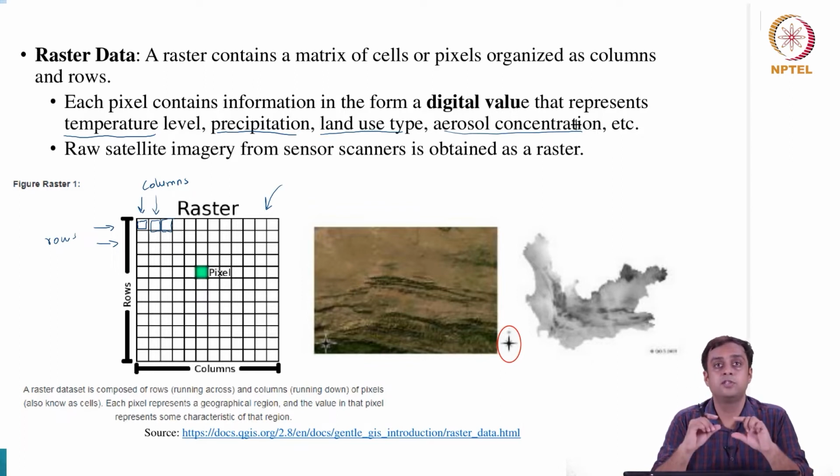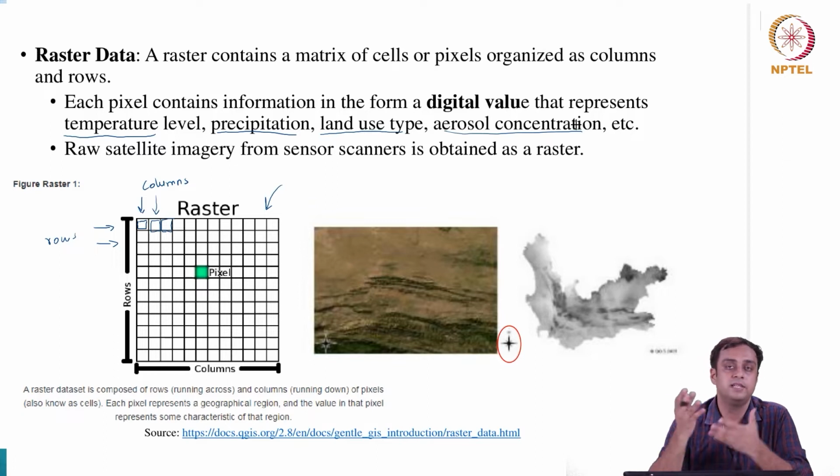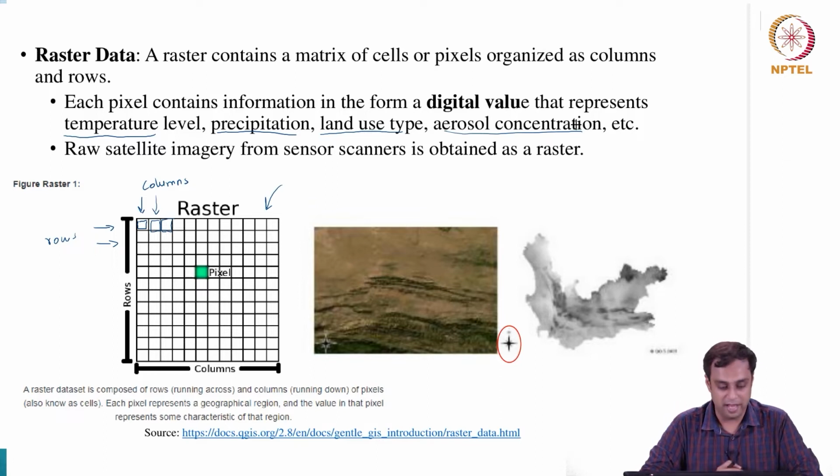That's the highest resolution at which you can look at that image, and each pixel has just one color. That color represents really a digital value, right? So raster data is something that we come across every day, all the time, as we look at how the world is captured on cameras of different kinds.